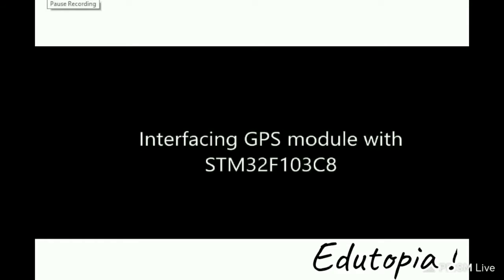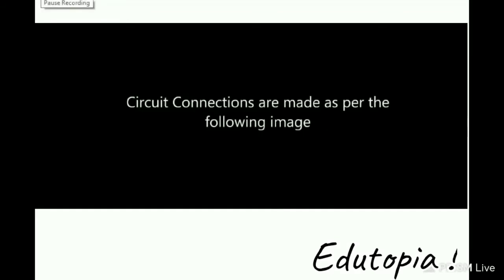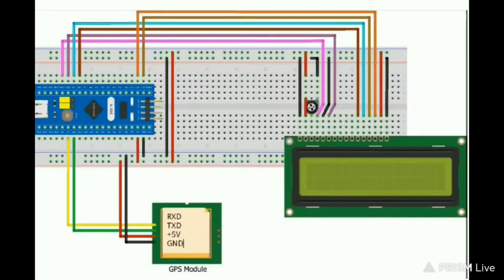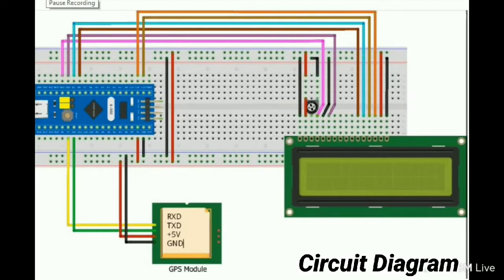Hello everyone, my name is Harshit and I am going to create a project on STM32 on interfacing a GPS module with the STM32 microcontroller. The GPS module provides us the latitude and longitude. We have to make the circuit connection as per the following images, which I am going to show you. So this is the complete circuit diagram of interfacing the GPS module with STM32.